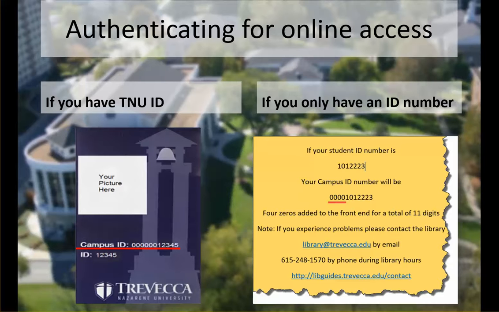If you were only given a Trevecca student ID number, for instance, if you had this as your student ID number, you would add 4 zeros to the front of it for a total of 11 digits. So if you only had 6 digits as your ID number, you would need to add 5 zeros to the front. If you get confused or you need confirmation, please contact us. You can email us, library@trevecca.edu, or call, or we have other options from our research guide Contact Us page.